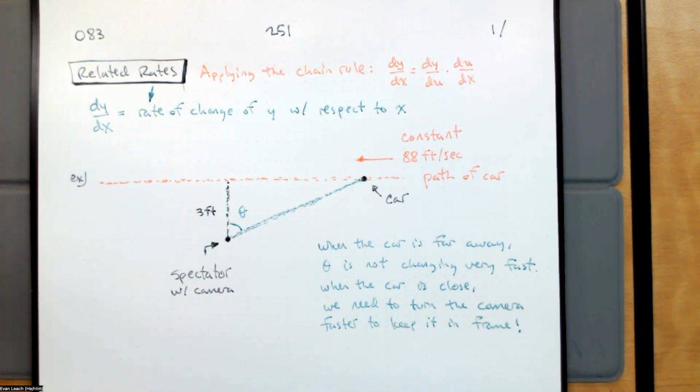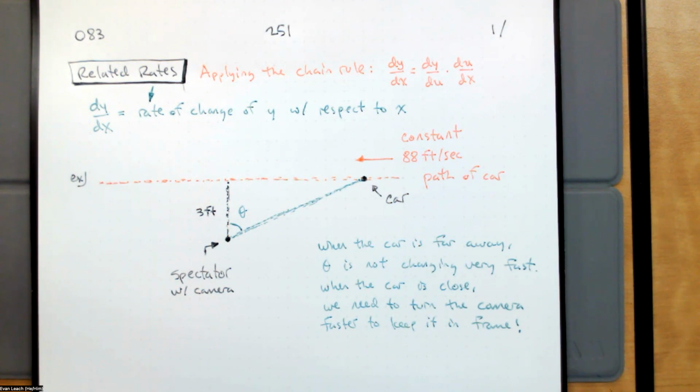The chain rule says dy/dx is dy/du times du/dx. That's just the notation we use for the chain rule. But what we see here are three derivatives. One derivative is the product of these two other derivatives. The derivative of y with respect to x is the derivative of y with respect to u times the derivative of u with respect to x.